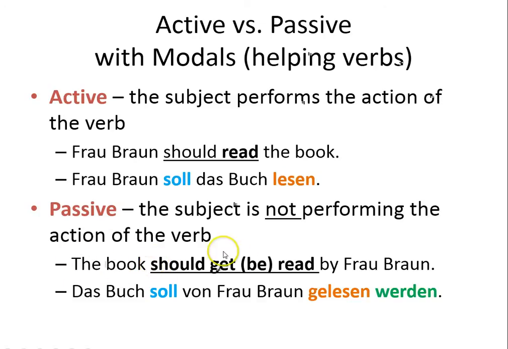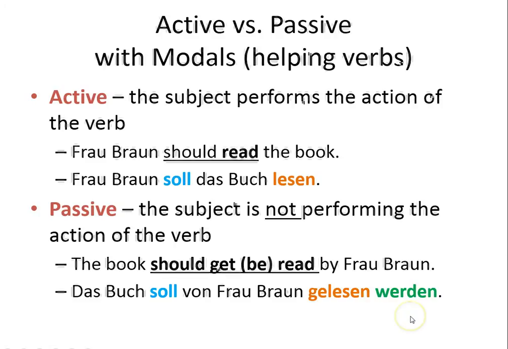Is the subject performing the action of the verb? Is the book reading? No, that's just silly. The book can't read. Frau Braun's actually doing the reading. So this is passive voice. In German, this is what the sentence will look like. Das Buch soll von Frau Braun gelesen werden.